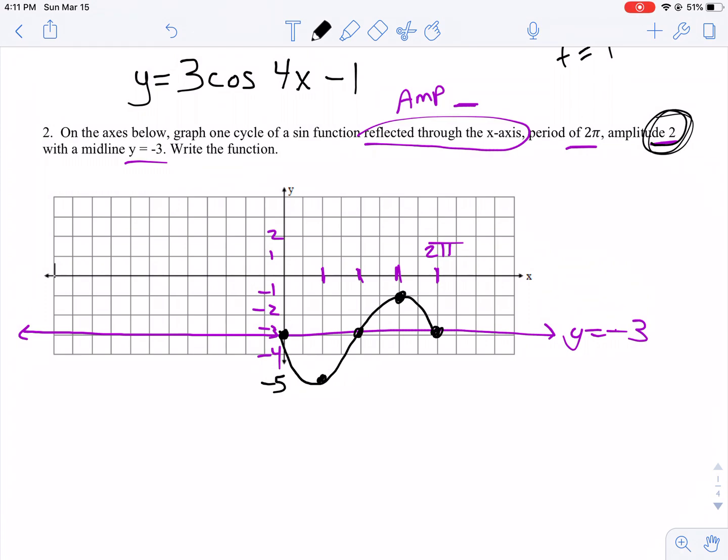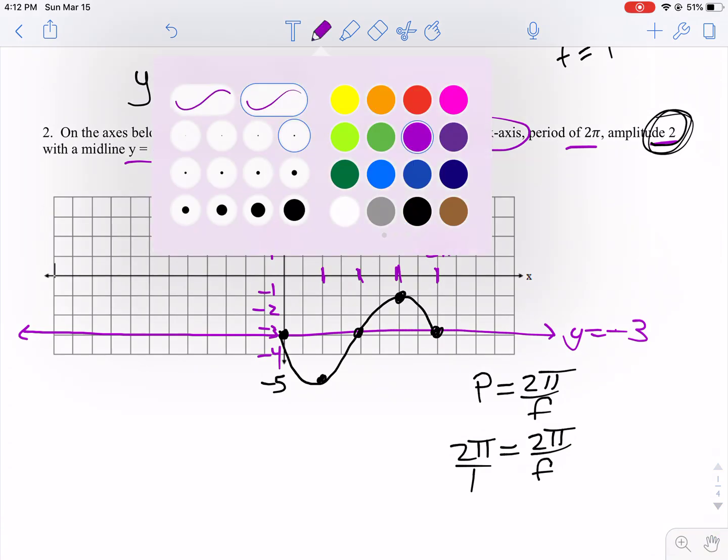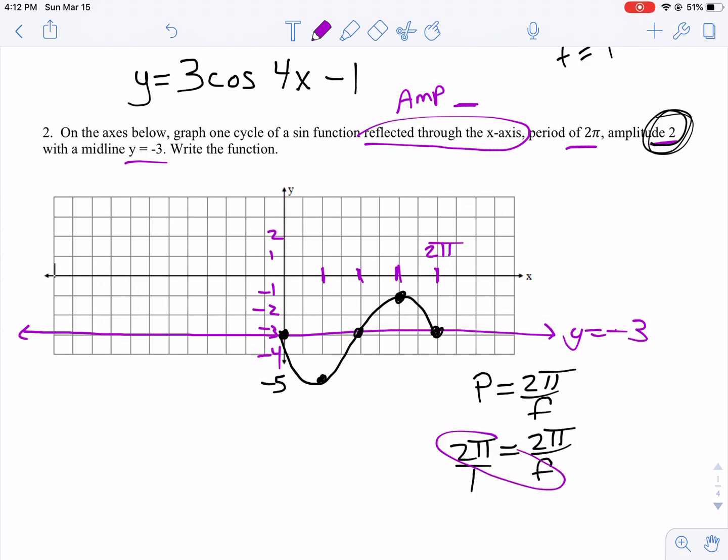Okay, so we could write the equation first and graph it like we did yesterday, or we could just use the information we've got and draw the thing. But now we do have to write the equation. I need the frequency again, so period equals 2 pi divided by frequency. So the period is 2 pi equals 2 pi divided by frequency. Well, if I put that over 1, you probably can tell that the f is going to turn out to be 1 already. But if you cross multiply, you get 2 pi f equals 2 pi.